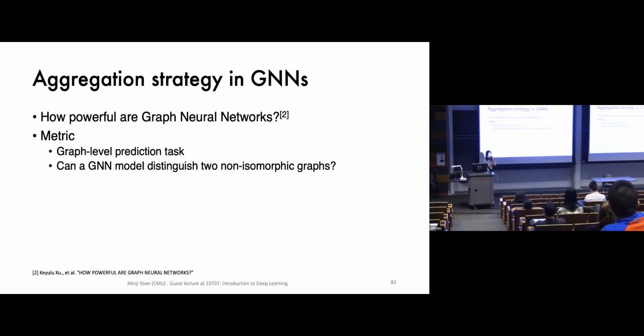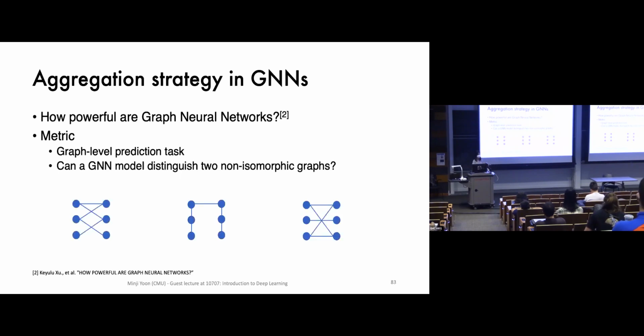Given two graphs which have different structure, we ask whether the GNN can give different graph representations to different graphs. So this is a graph-level prediction task. Two graphs are given. For each graph, you compute node embeddings, summarize them and pick one representation for each graph, and then compare them. If they are different for different graphs, we say GNN is powerful enough to distinguish these two graphs.